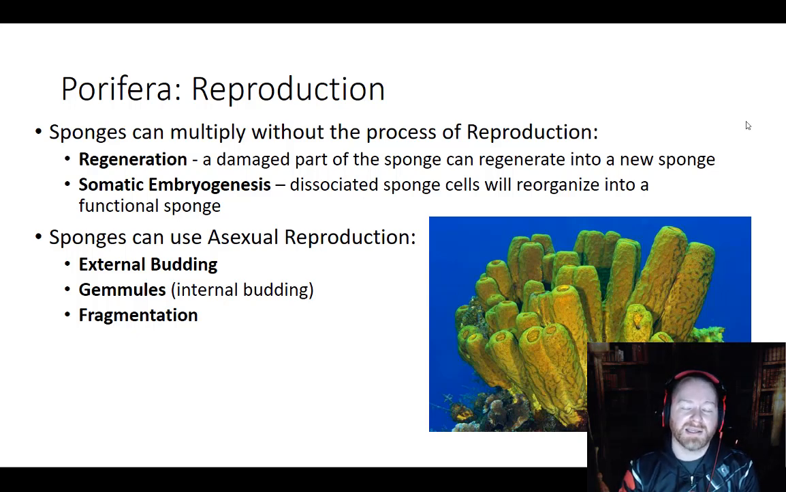We call that somatic embryogenesis, meaning that the cells, because they're not reproductive cells, they're somatic cells, right? They're not sperm and egg, they're every other type of cell. Those somatic cells can actually reorganize into a functioning sponge, and that process is called somatic embryogenesis. Sponges are cool. That's all I can really say about that. I think that's really, really neat.